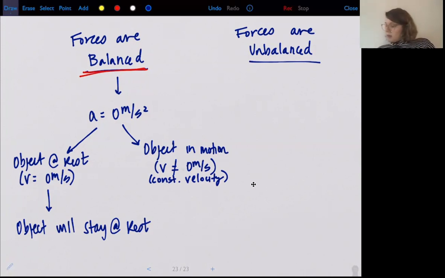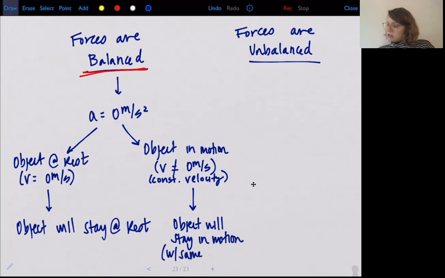Okay, so that means that this object will stay in motion with the same speed and direction, with the same velocity, like I said, with a constant velocity. So this is what Newton's first law tells us. This is just Newton's law broken down kind of into a web, okay? So that's what Newton's first law tells us when the forces are balanced.